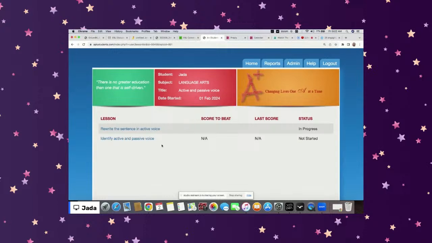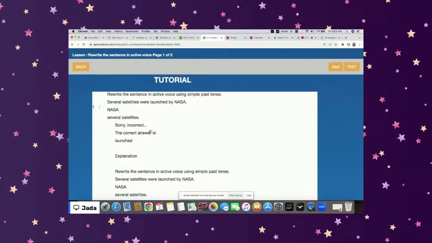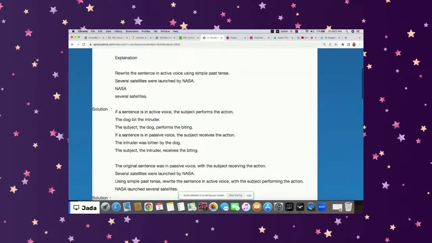Okay, so we have two lessons under passive and active, and we will do the two lessons. Okay, so rewrite the sentence in active voice. This is the first lesson. Okay, we just get some explanations first.